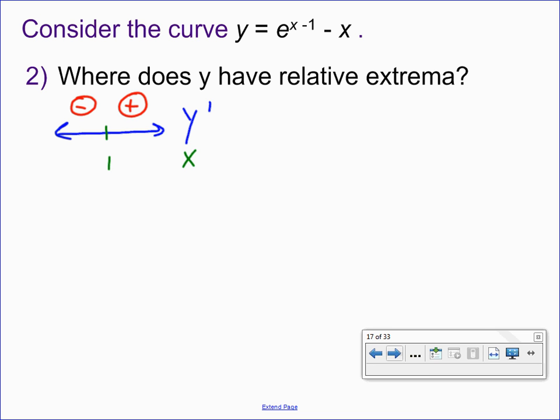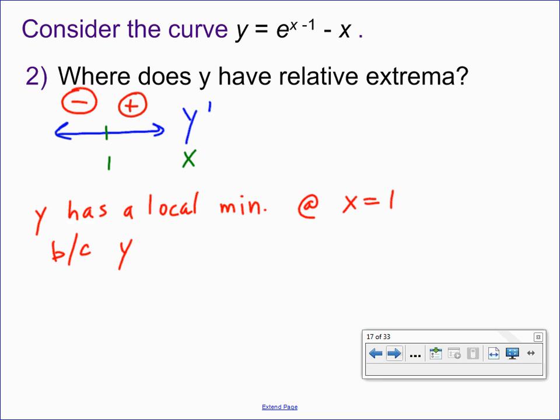All right, so y has a local min at x equals 1 because y prime switches from negative to positive. Awesome.